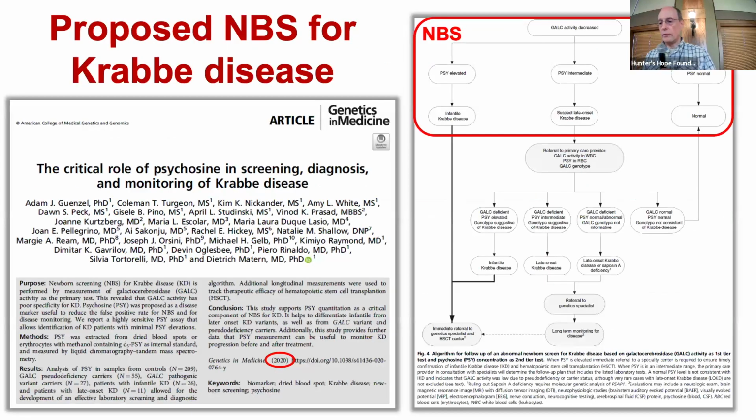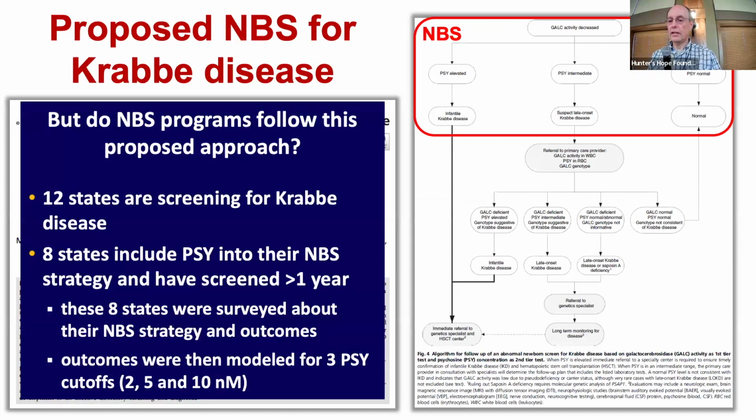But one of the things that I was wondering about is, well, we told everyone how to screen for Krabbe disease, and there are states that use psychosine. What's the problem? So 12 states are currently screening for Krabbe disease. 8 of those use psychosine as part of their newborn screen for Krabbe disease. And so we surveyed these 8 states and asked them, how is it going? How many did you find? What psychosine cutoff do you use?